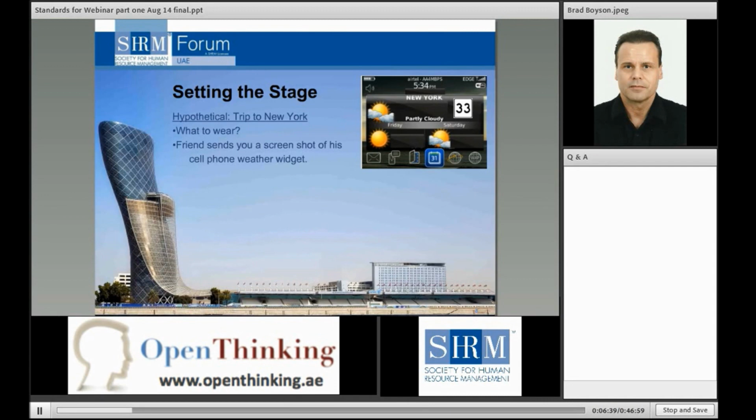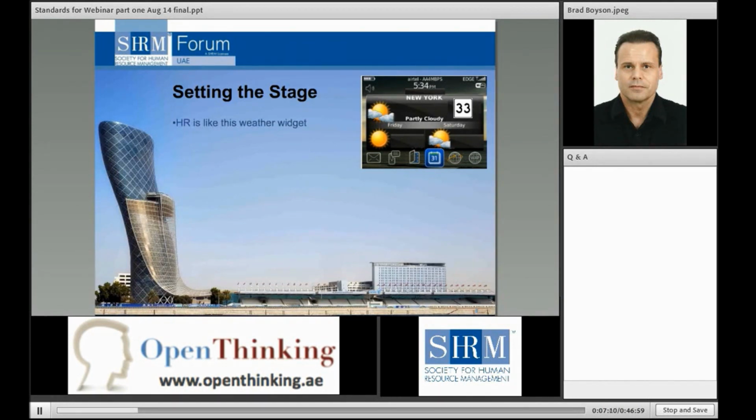So here's the information that's sent to you from New York. The temperature is 33 degrees. It's partly cloudy. It's 5:30 roughly in the afternoon. Now my question to you, and it's a rhetorical question, is it hot or cool in New York right now? What are you going to wear for this trip? Does it really matter what you wear? Do you care? Or are you just going to get on the plane and go to New York and wear what you're wearing now? What's the issue?